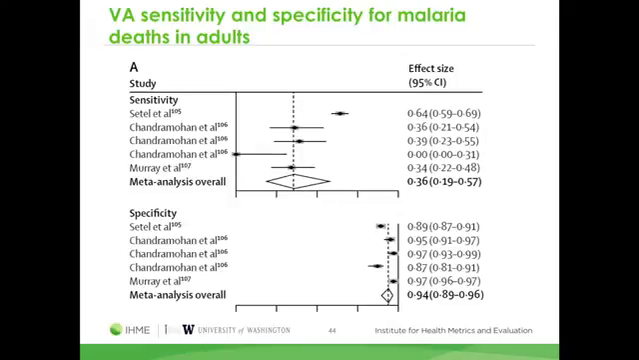For adults, sensitivity is lower than for children and specificity is higher than for children in the available published studies. Now, the available published studies are pretty weak, but this is what we know about the validity of verbal autopsy.